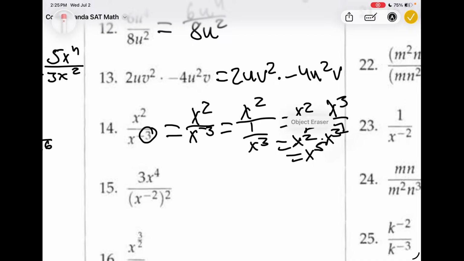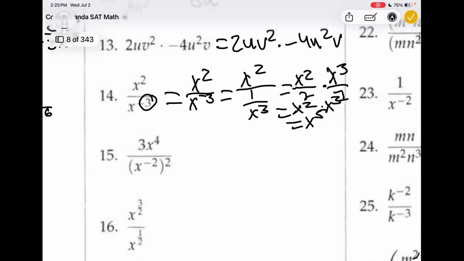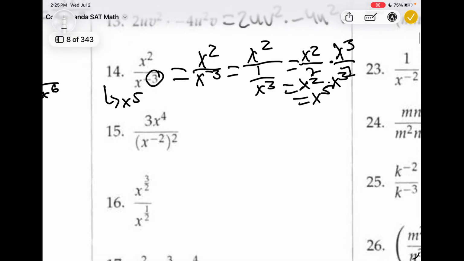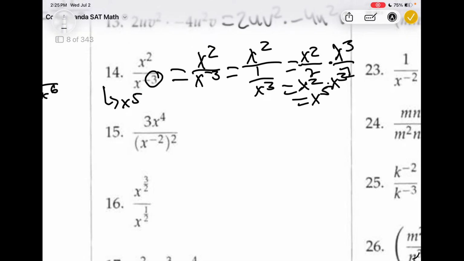Let me get rid of this box, it makes it less clear. Right here, let me just write it here. X to the 5th. That's what I'm thinking is the answer here.